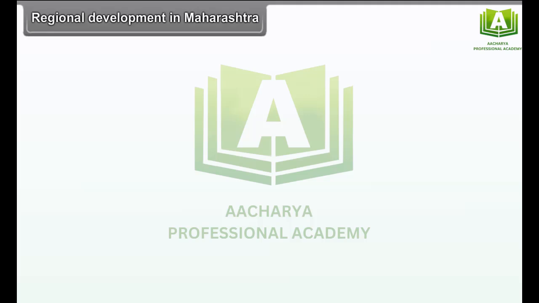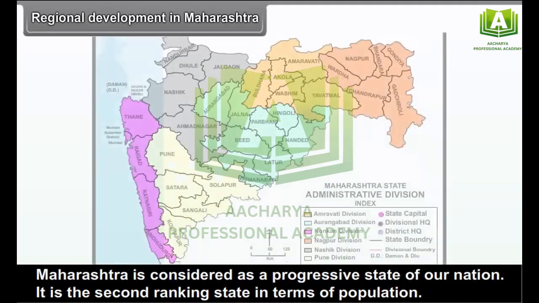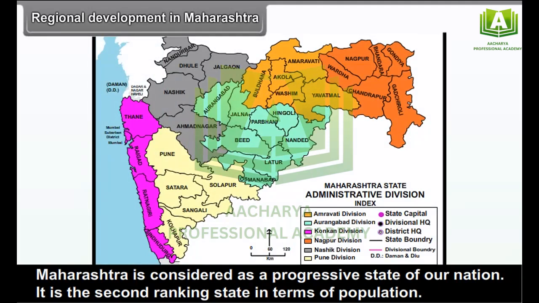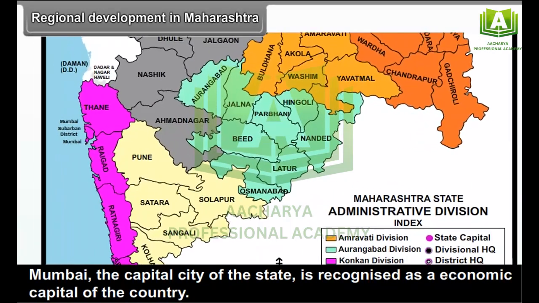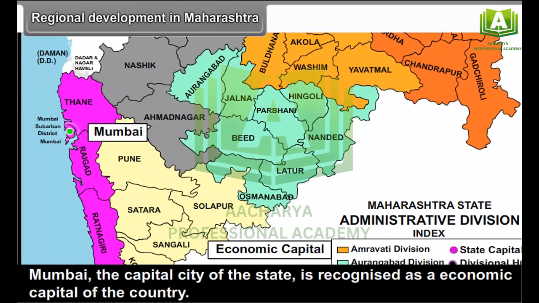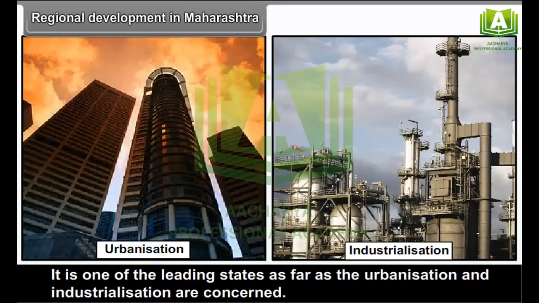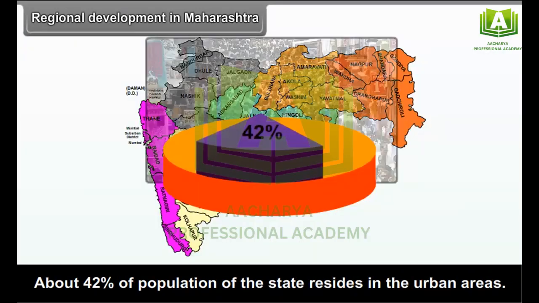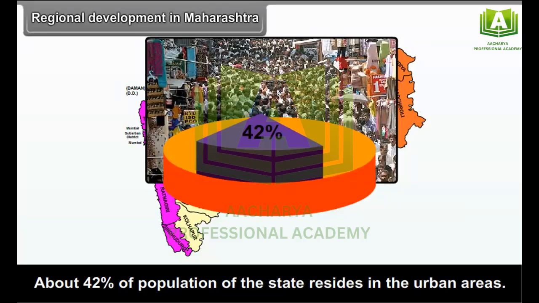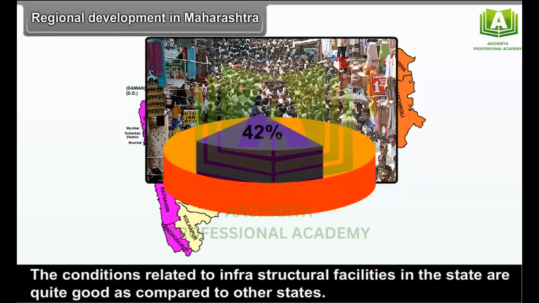8.4 Regional Development in Maharashtra. Maharashtra is considered as a progressive state of our nation. It is the second ranking state in terms of population. Mumbai, the capital city of the state, is recognized as the economic capital of the country. It is one of the leading states as far as the urbanization and industrialization are concerned. About 42% of the population of the state resides in urban areas.